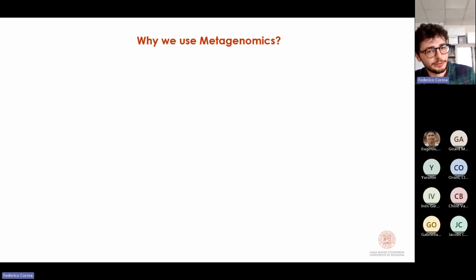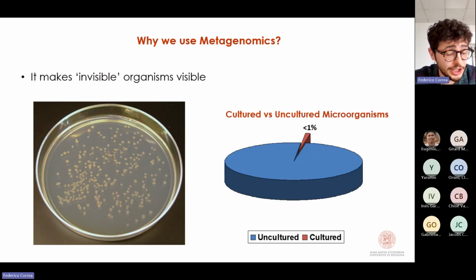So one big question is why we use metagenomics. The answer is that the microbes that we can grow in the lab are less than 1% of all the bacteria that we currently know. So with metagenomics, we can have almost the totality of the picture. I'm saying almost because it's not completely true.